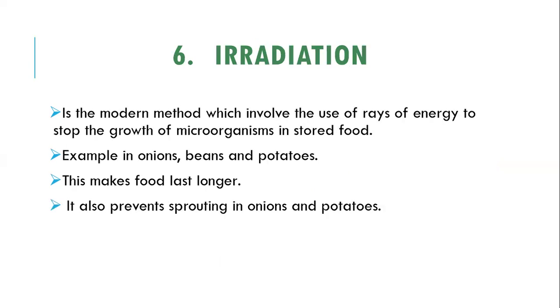The other method is irradiation. This kind of method involves the use of layers of energy to stop the growth of the microorganisms in the stored food. Examples of foods that can be preserved with this method include onions, beans, and potatoes. This makes food last a much longer time compared to the other methods, and it also prevents sprouting in onions and potatoes. So this is the other modern method of preserving food, using these layers of energy to stop the growth of the microorganisms: irradiation.